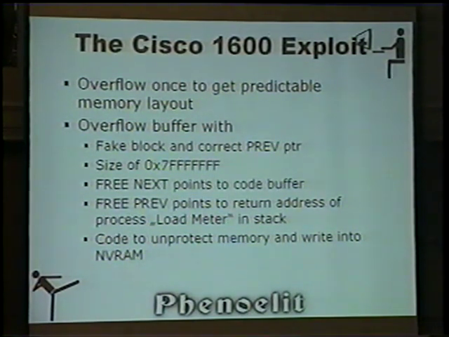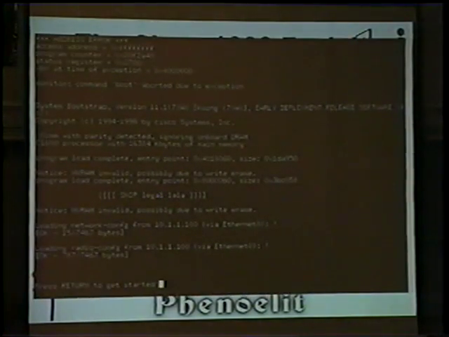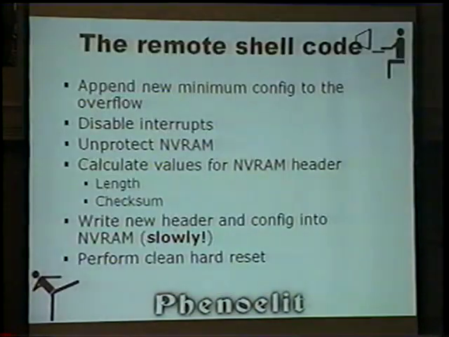And we have code to unprotect memory and write into the NVRAM. This is still just overflowing and invalidating the NVRAM. We invalidated it. It says, notice NVRAM invalid, possibly due to write errors. Maybe they change it in the future and say possibly due to exploitation attempts. Then it says, loading network config from IP address. Hey, yeah, got a network config. Cool. Press return to get started, or get owned.